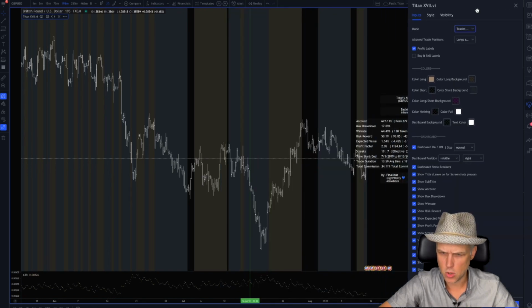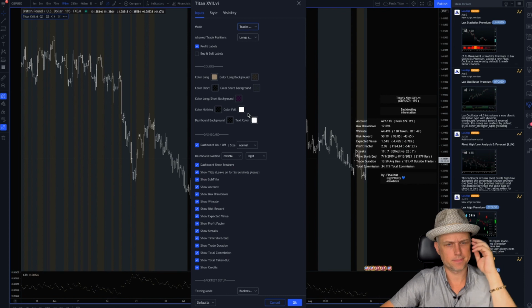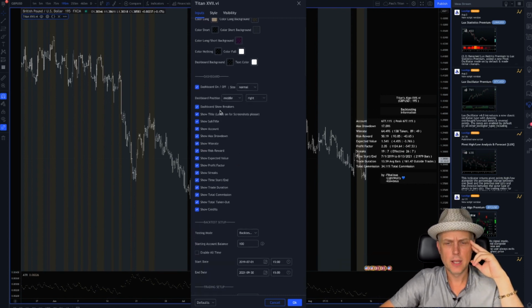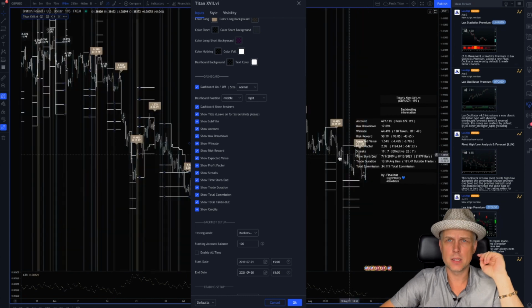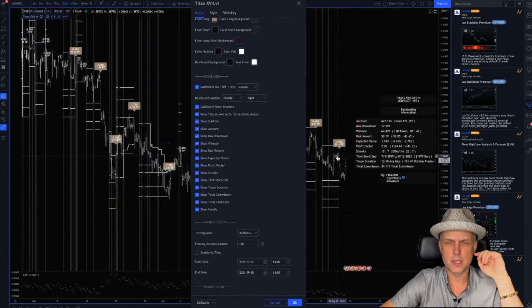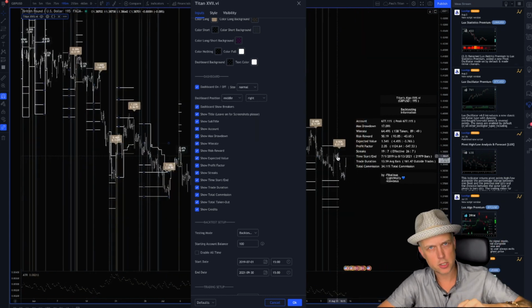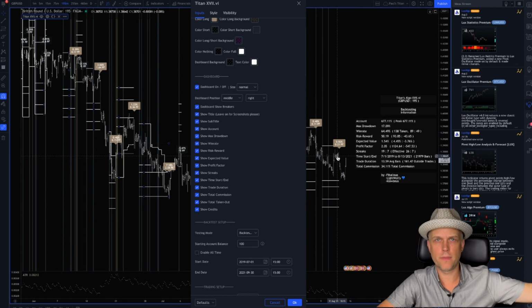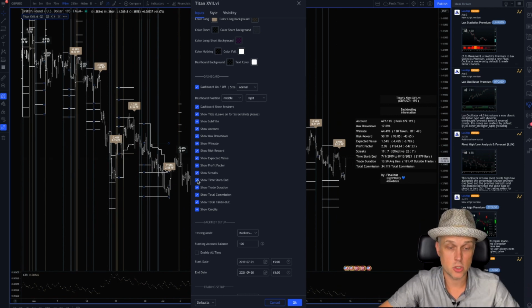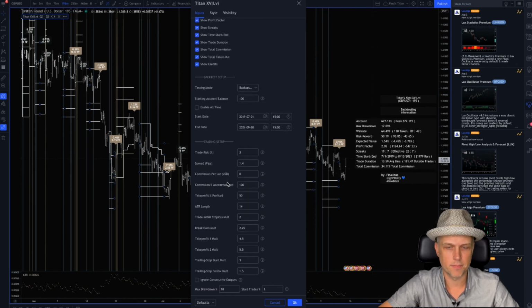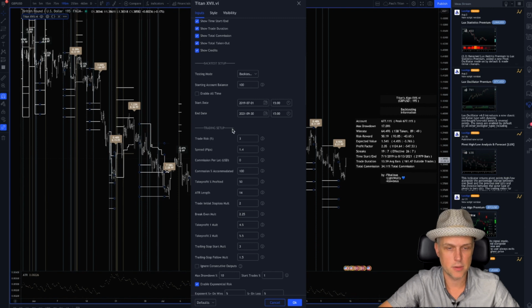All right, so let's go through these settings. Colors: change the colors to whatever you want. Dashboard: the dashboard is what displays all of the data based on the parameters that you've given it. Here's what would have happened. If there's certain things that you don't want to see, you can just click the checkbox and it'll turn that off, so you don't have to see what you don't want to see.